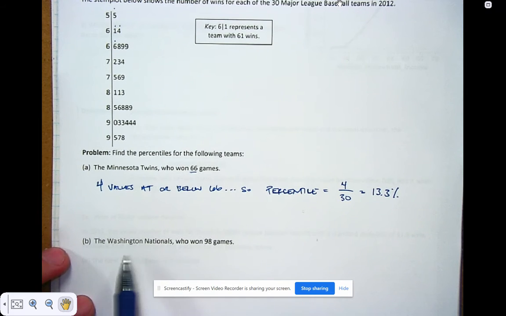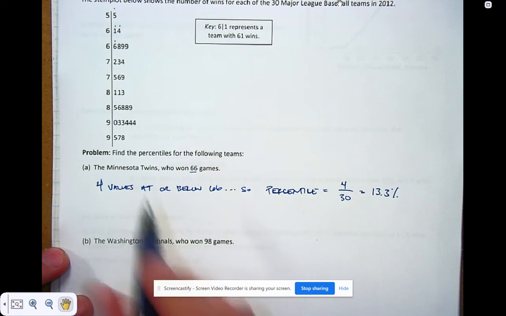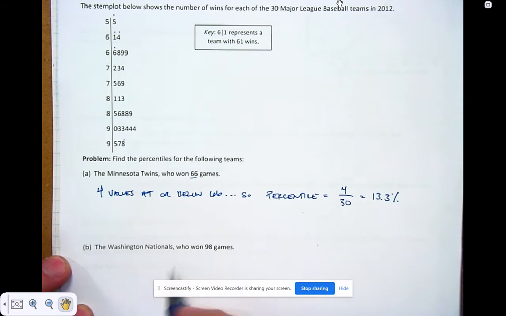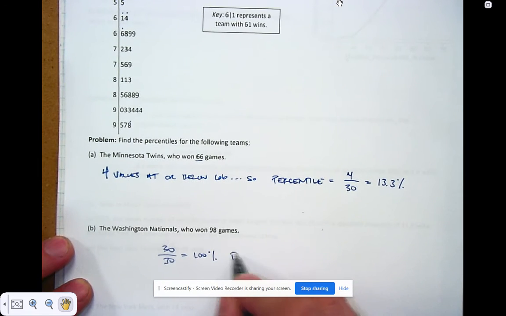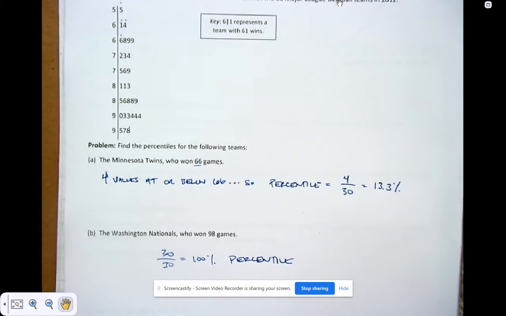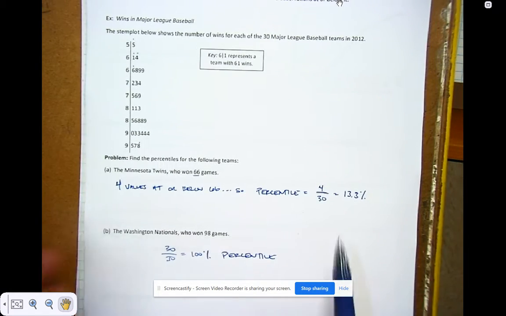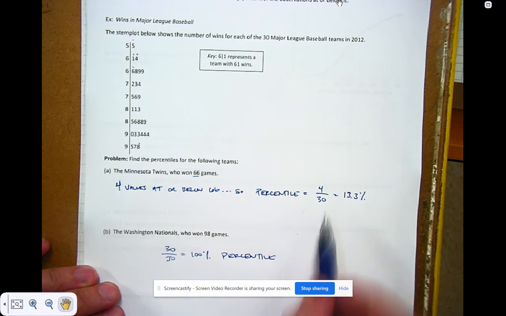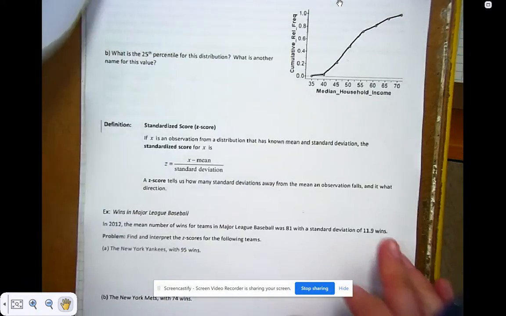Okay. Now the Washington Nationals, who have 98, right? Well, 98 is all the way up. Yeah. So how many values are at or below it? 30 out of 30. So they are in the 100th percentile. Okay. All right, so simple stuff. To find a percentile, just go to the value and find how many values are at or below it. Divide that by your total, and you're good to go.